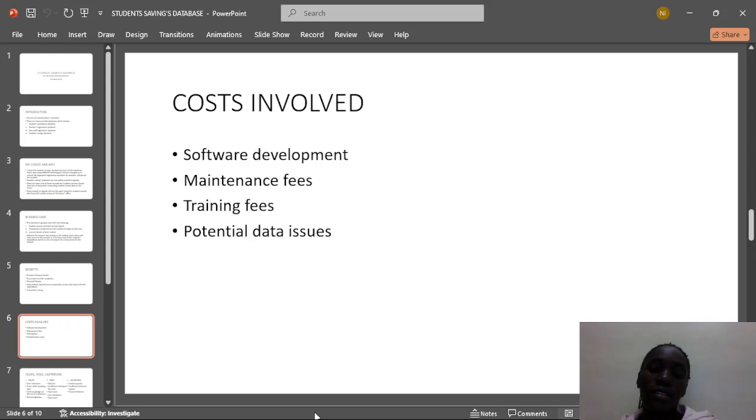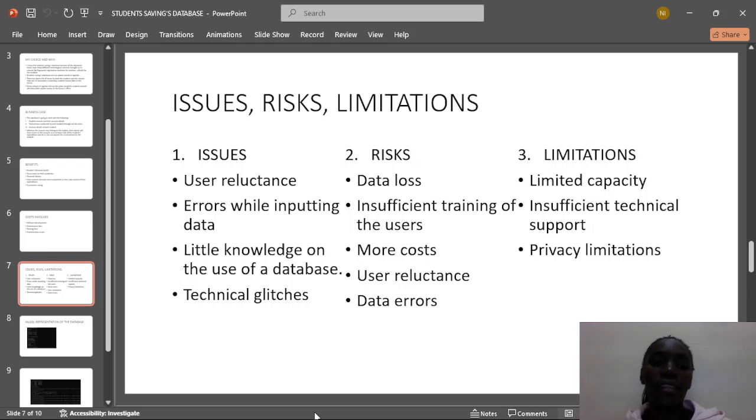Then the costs that will be involved in this database may include the software development costs, the maintenance fees, the training fees, and potential database data issues. Then the issues that might be involved in this database might include user reluctance, errors while inputting data, little knowledge of the use of the database, and technical glitches.